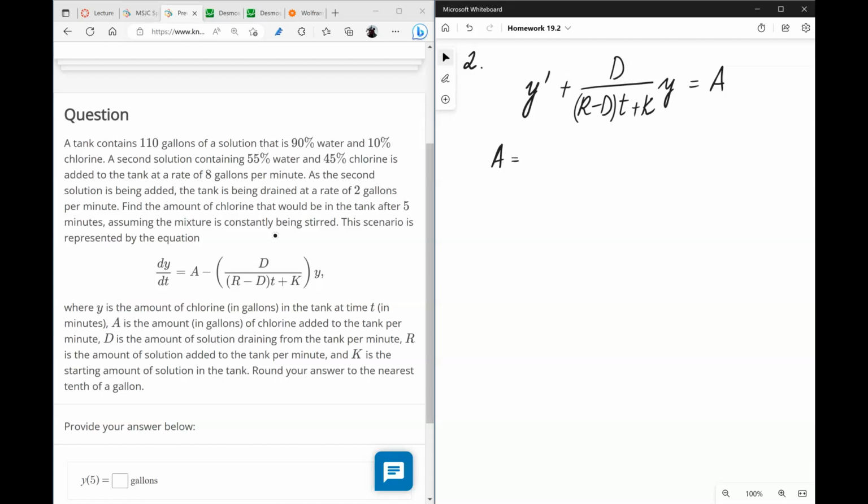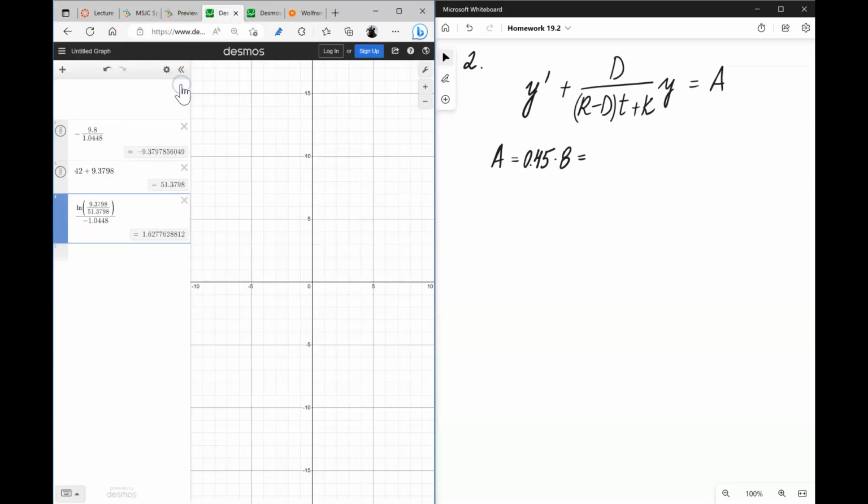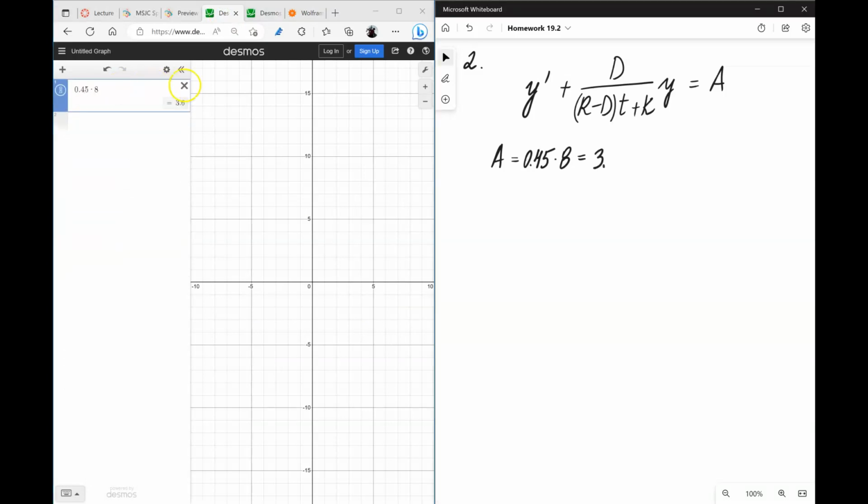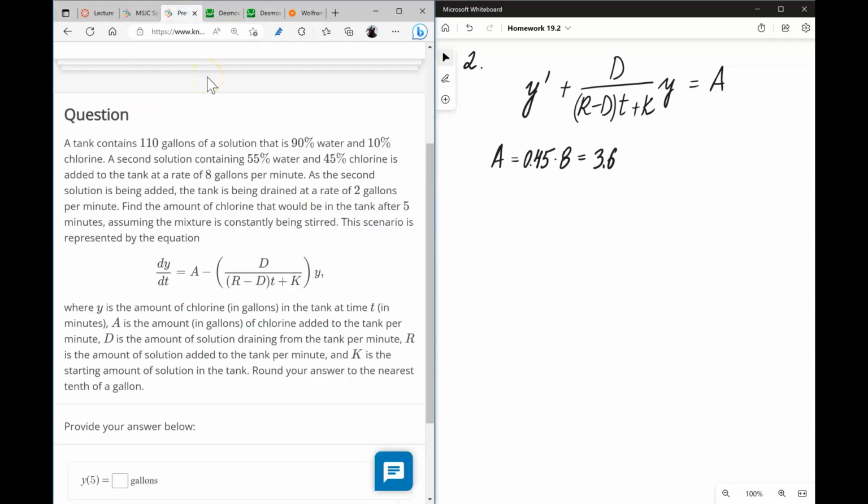In gallons. So we have 8 gallons per minute, but only 45% of it is chlorine, so 0.45 times 8 is 3.6. So 3.6 gallons of chlorine is added per minute, according to this formula, right? According to what's given.